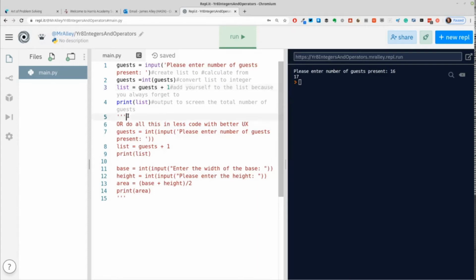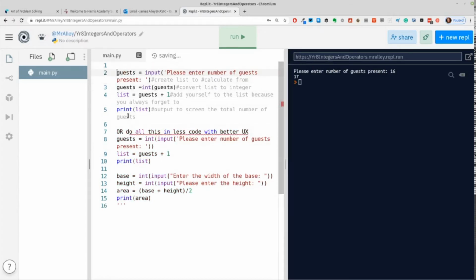Now, what we want to do now is to comment out the initial bit and show you how we can do the exact same thing much more efficiently. I'm going to have some productivity hacks here.